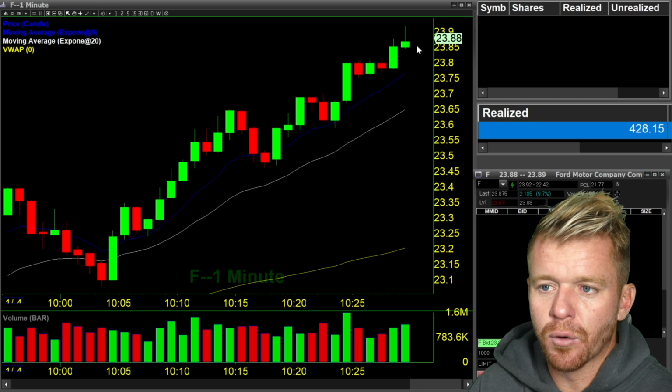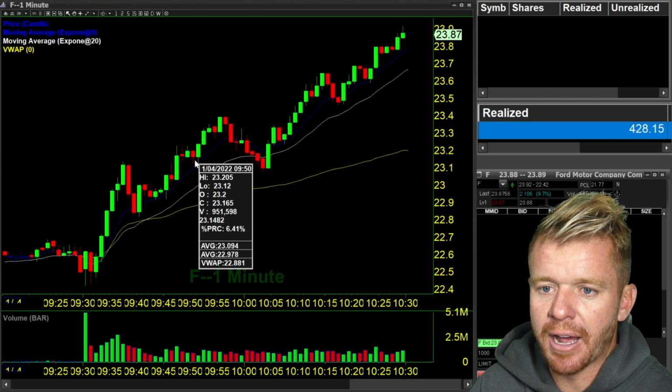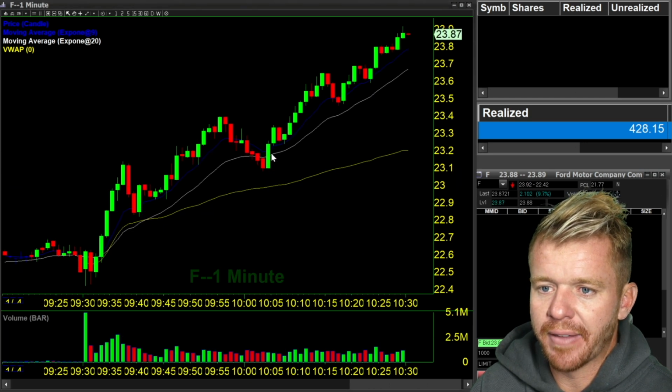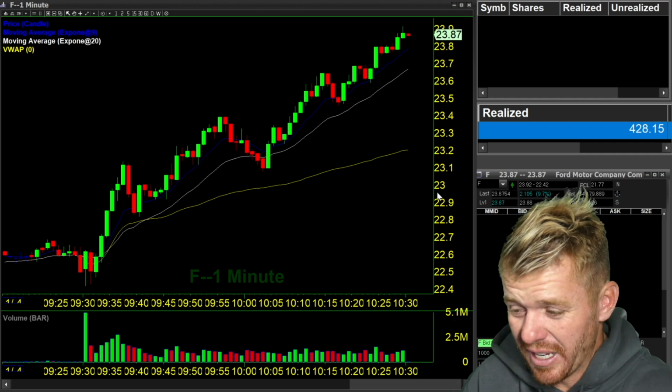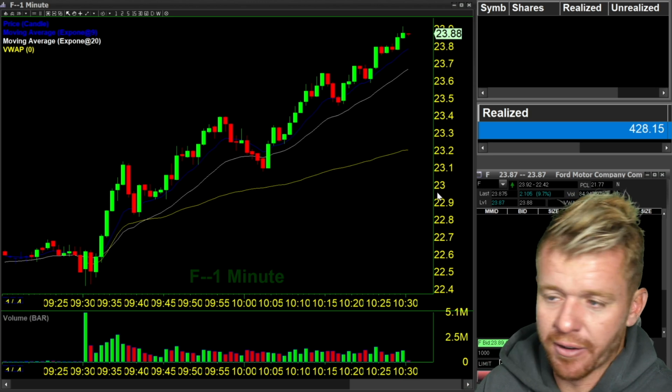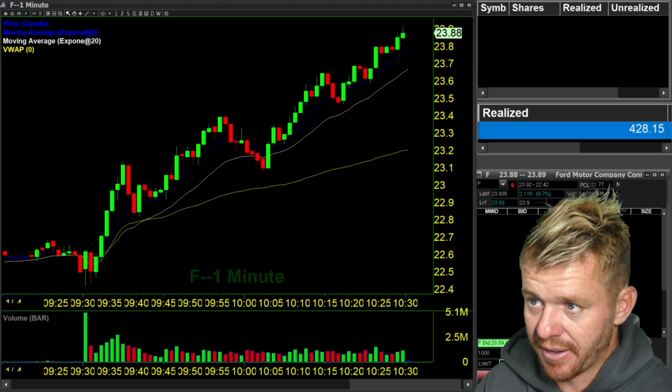But what's interesting is if you look here, remember we bought into Ford here. It's up to 23.90 now from this earlier area. I think we ended up buying in here, and it pushed up to 23.90 there on Ford right now. So it's up almost 10% on the day.